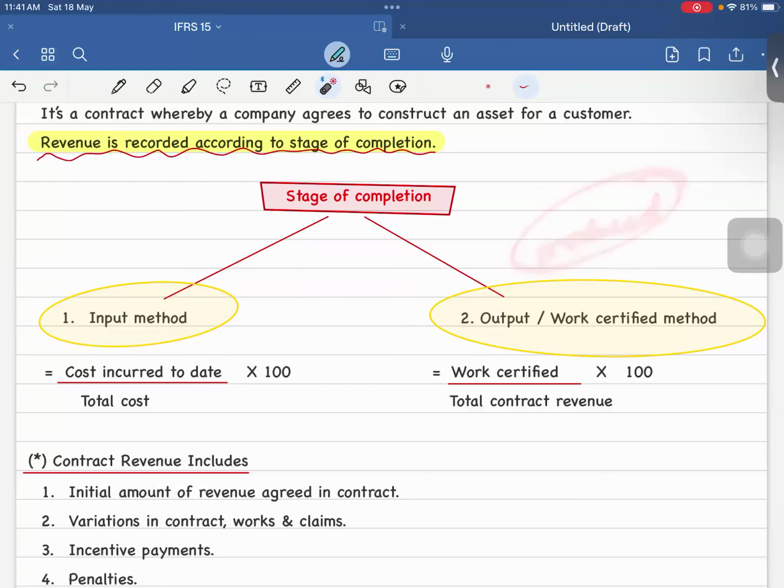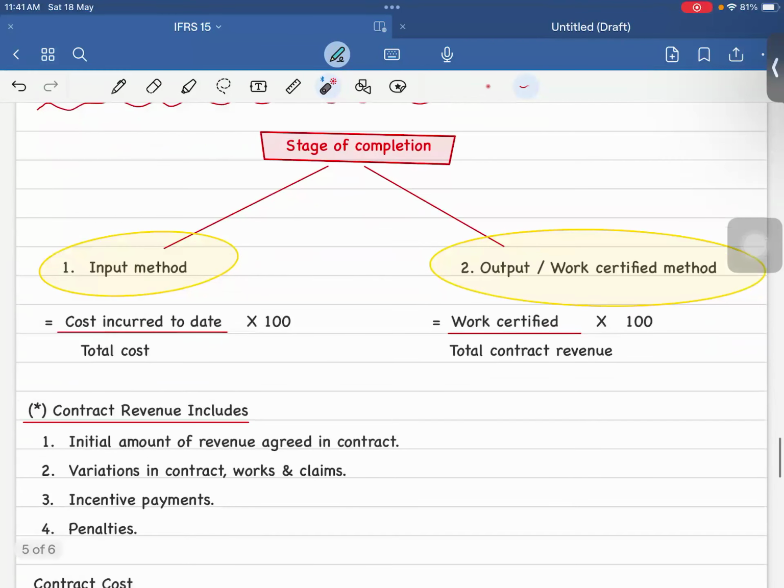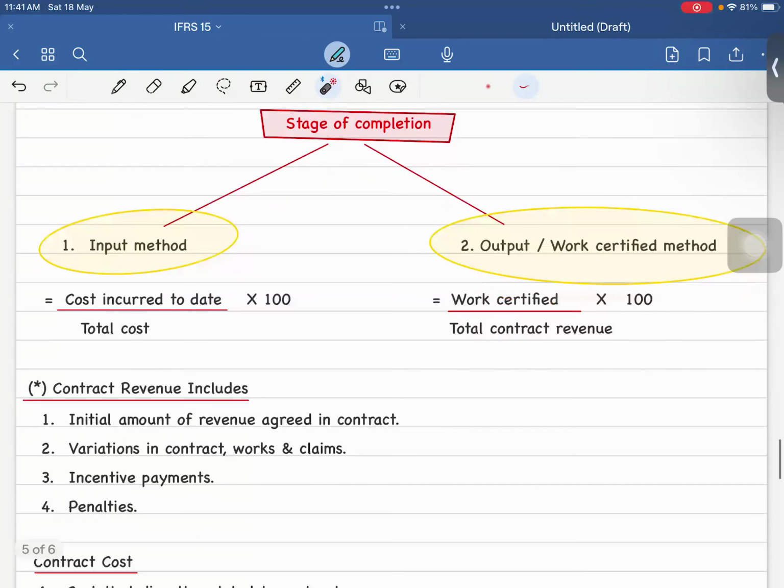Understood? Now, under the input method, the equation is cost incurred to date divided by total cost into 100. Cost incurred to date divided by total cost into 100. Now, under the output method, the equation is work certified divided by total contract revenue into 100. Work certified divided by total contract revenue into 100.